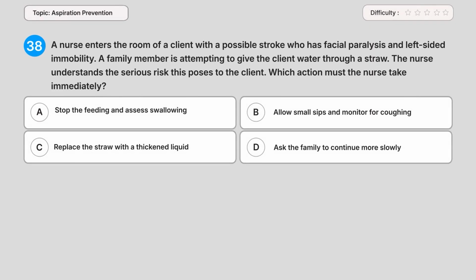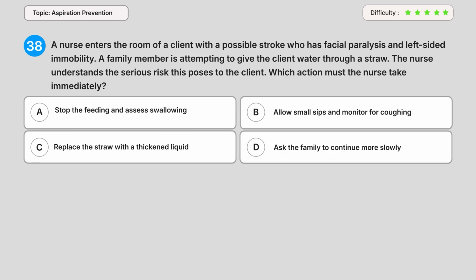38. A nurse enters the room of a client with a possible stroke who has facial paralysis and left-sided immobility. A family member is attempting to give the client water through a straw. The nurse understands the serious risk this poses to the client. Which action must the nurse take immediately?